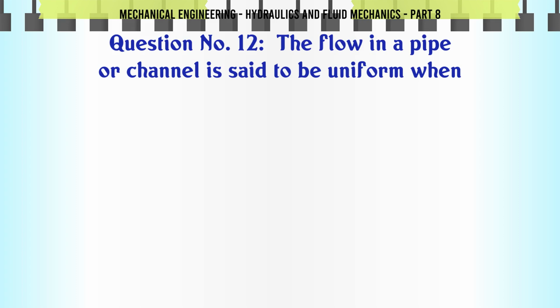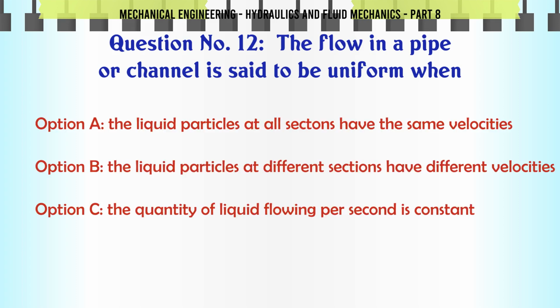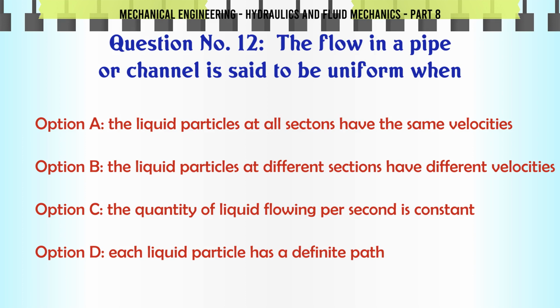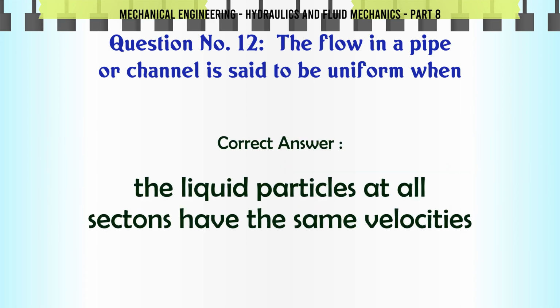The flow in a pipe or channel is said to be uniform when A. the liquid particles at all sections have the same velocities, B. the liquid particles at different sections have different velocities, C. the quantity of liquid flowing per second is constant, D. each liquid particle has a definite path. The correct answer is the liquid particles at all sections have the same velocities.